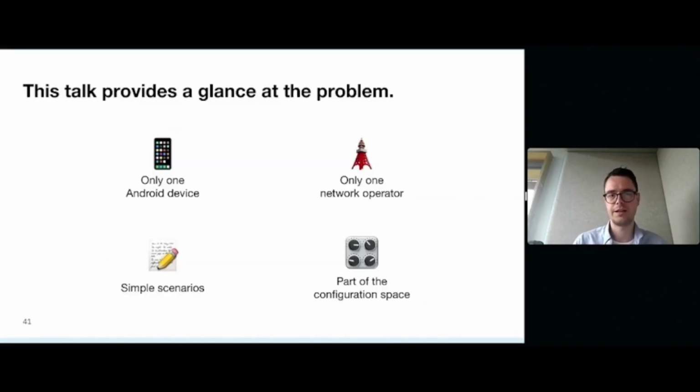This talk really provides a glance at the problem and at some of our measurements. There's much more to speak about, but in the interest of time, we're limited to 18 minutes. And especially the limitations of what I showed you: it's only one Android device, it's only one network operator, relatively simple scenarios, and only part of the configuration space, especially with the knowledge proofs. You have a vast variety of configurations and implementations to choose from. So there's a lot more to be researched and looked at to find the optimal solution.